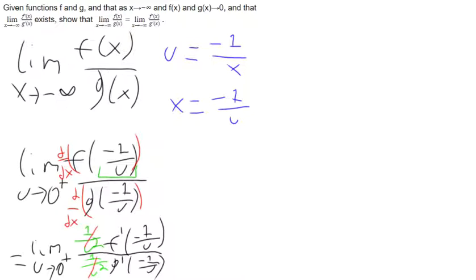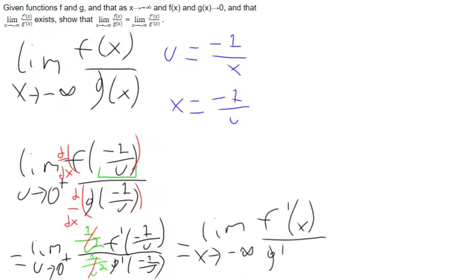And now I will just put this back in terms of x. So this is the limit, well, as u goes to 0 from the right, if x is negative 1 over u, x will be approaching negative infinity. And this is f prime of negative 1 over u, which is our x, over g prime of negative 1 over u, which is also our x. So we've shown that this equals this, which is what we wanted to prove.